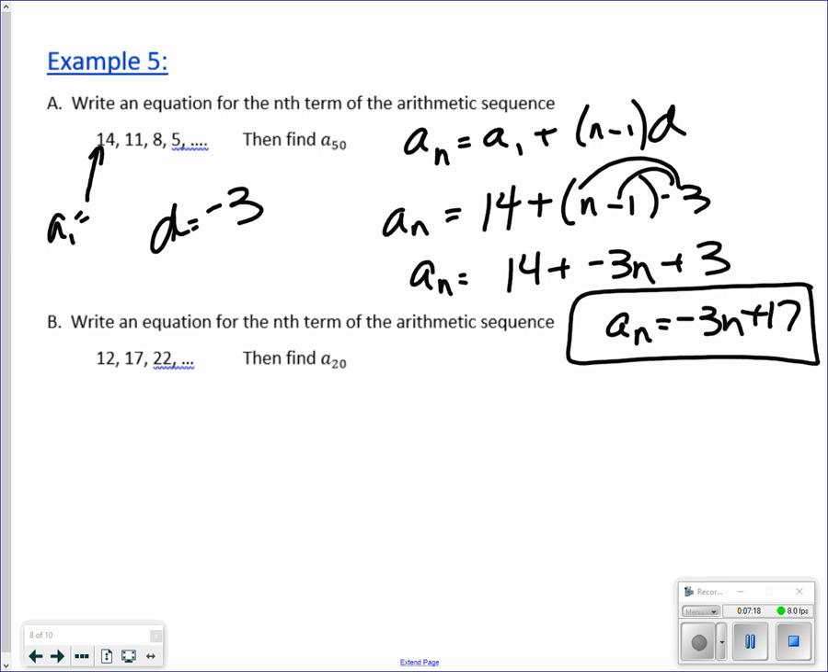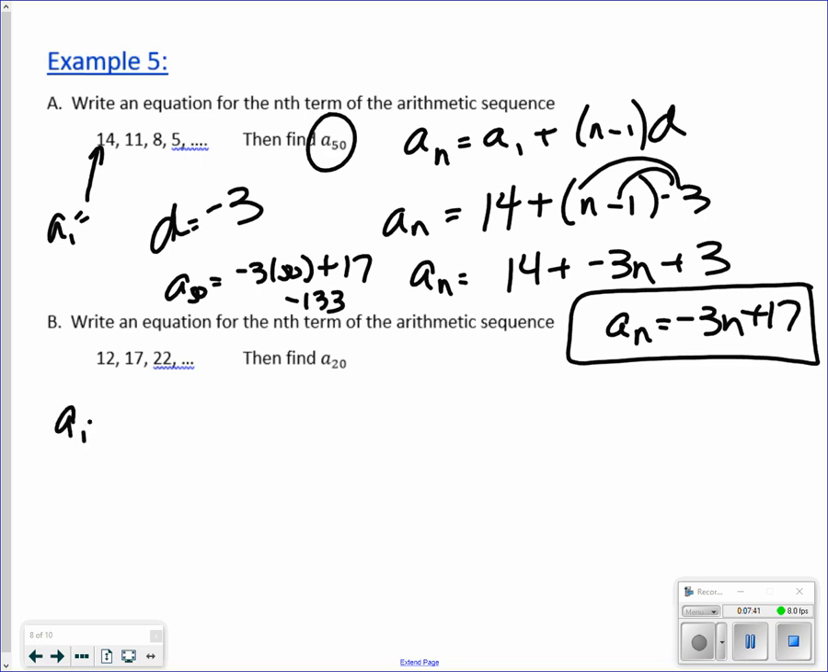And next, what I'd be looking for is find a sub 50. They want me to put 50 in place of n. So a sub 50 would equal negative 3 times 50 plus 17. Well, negative 3 times 50 is negative 150, plus 17 would be negative 133. Let's go to the next one.